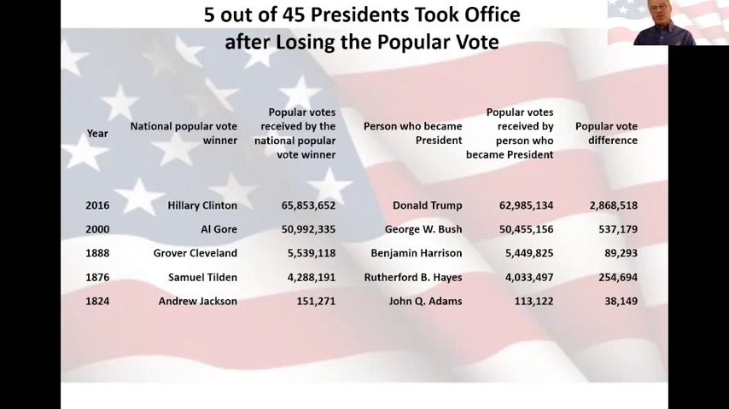But once you realize that a state can do whatever it wants in choosing its own electors, you could see that a state could choose to give all of its electors to whoever wins the national popular vote, getting the most votes in all 50 states plus the District of Columbia.